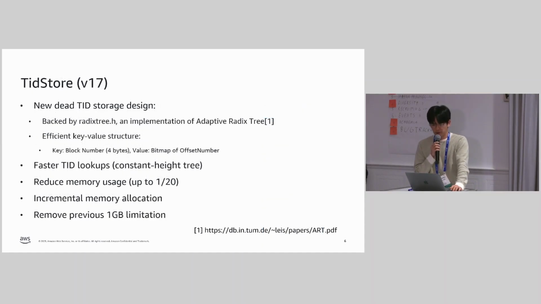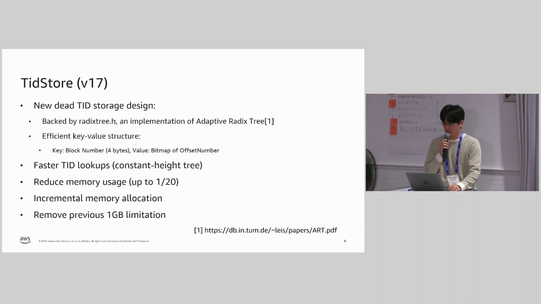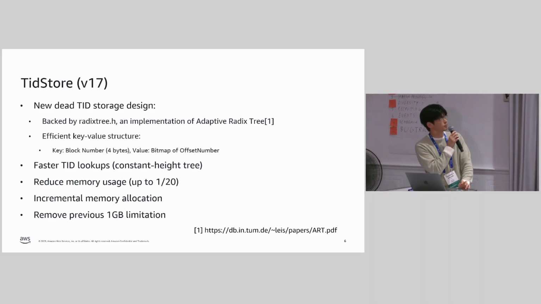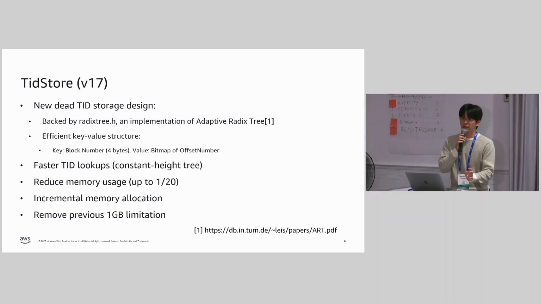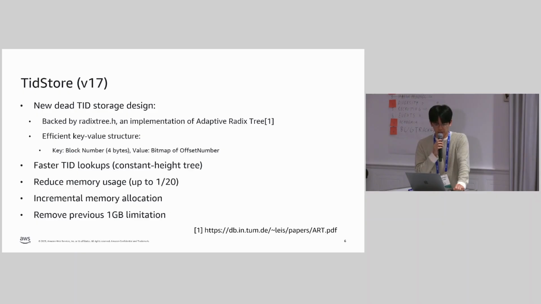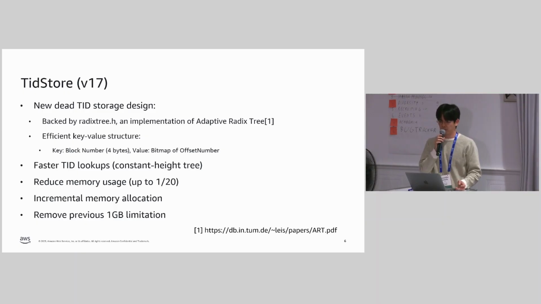And in version 17, we introduced a major update to how we record the dead TIDs in memory. We introduced a new data structure called TidStore, and vacuum now uses the TidStore for the dead TID storage. Internally, the dead TidStore is implemented using the radix tree, and our radix tree implementation is based on the academic paper proposing the adaptive radix tree.